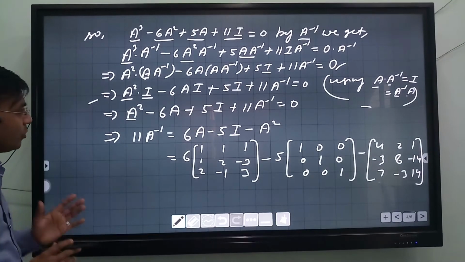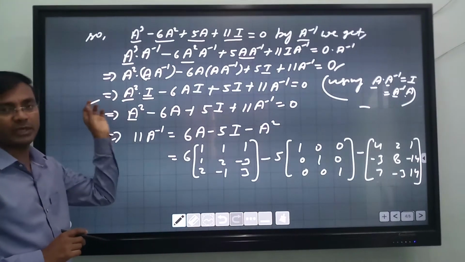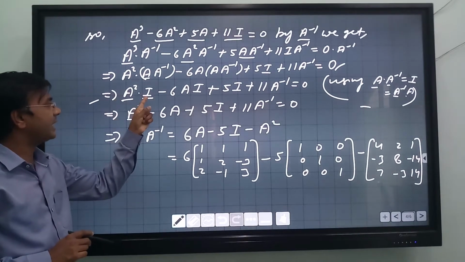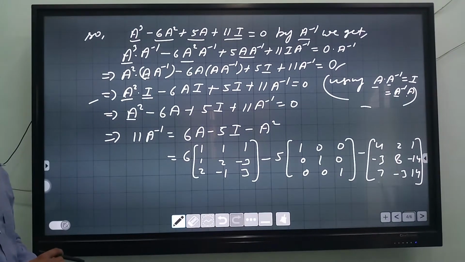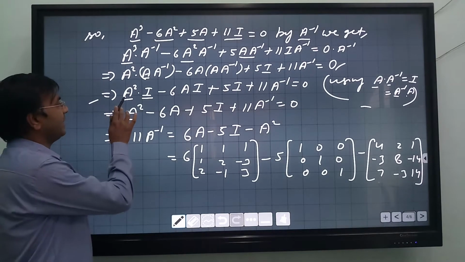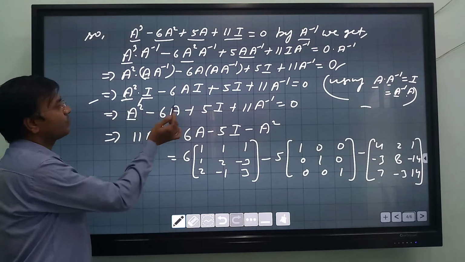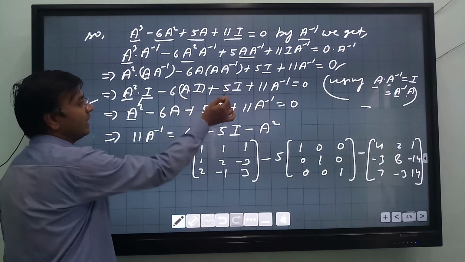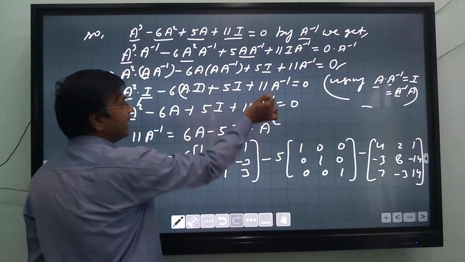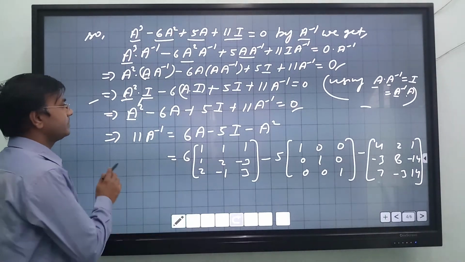So do also learn, whenever any matrix, that is square, cube or any matrix multiplied by I, then we get the same matrix. This is the identity property of a matrix. So multiply any matrix by I gives the same matrix. So A square will come, A into I is also A, 5I as it is, 11 A inverse as it is, equals to 0 matrix.